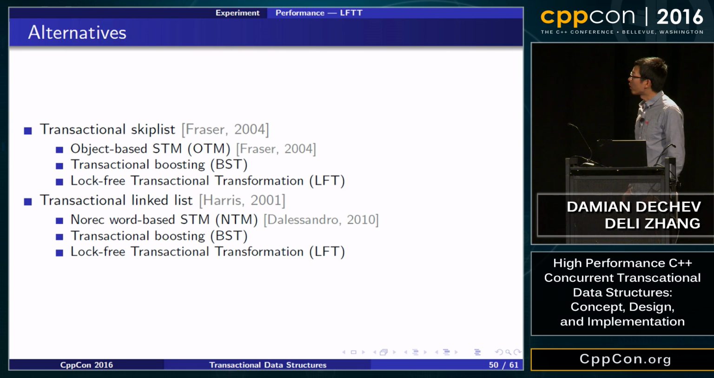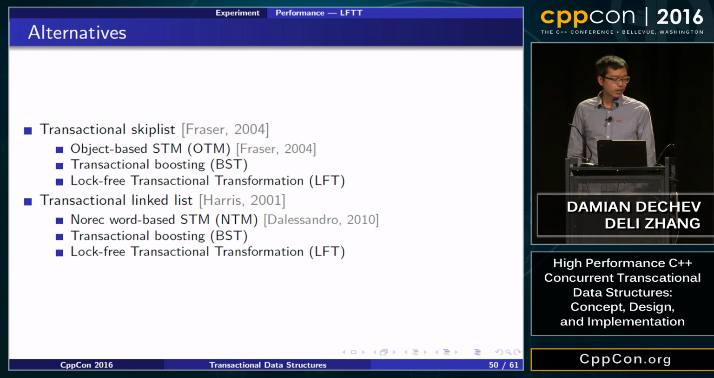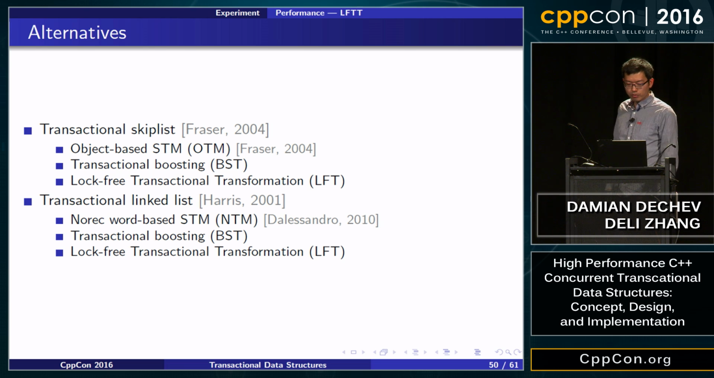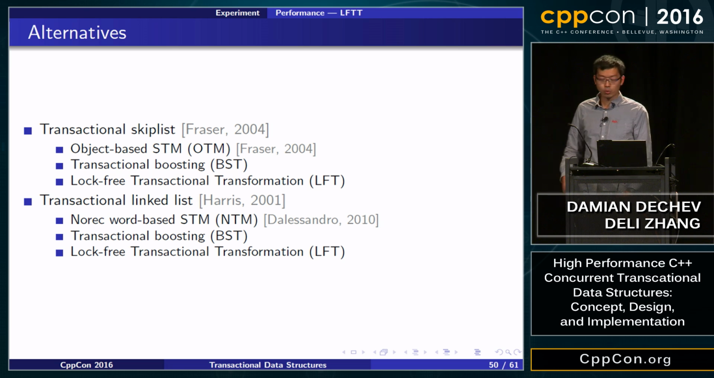Now, the next benchmark is to test the transactional data structures. We test two transactional data structures, one transactional skiplist and one transactional linked list. For the skiplist, we compare three versions: the log-free transactional transformation, transactional boosting, as well as the object-based STM. And for the linked list, we compare with transactional boosting and the word-based STM.